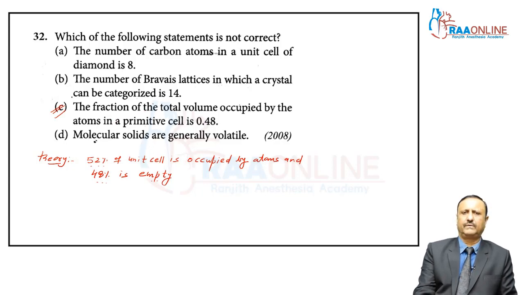And when you look at the other options: molecular solids are generally volatile, yes. The number of Bravais lattices in a crystal can be categorized as 14, yes, the Bravais lattice is of 14 types. The number of carbon atoms in a unit cell of diamond is 8. We have already discussed these options also.